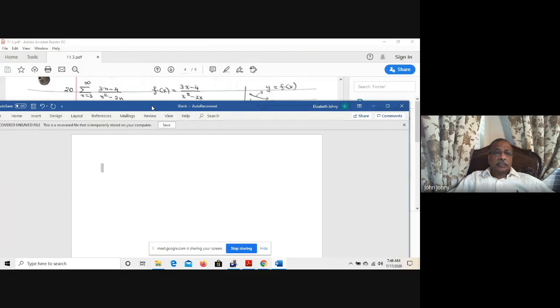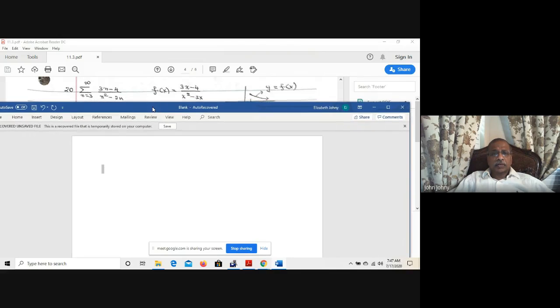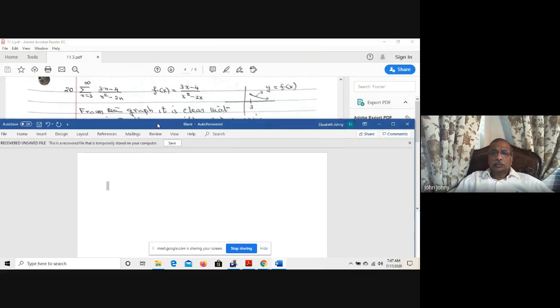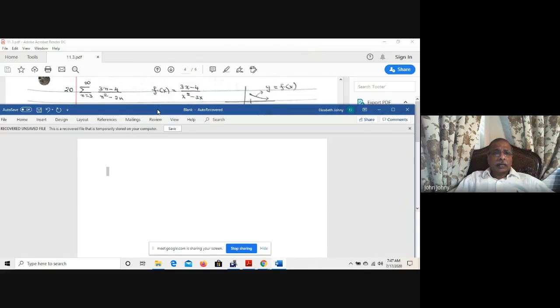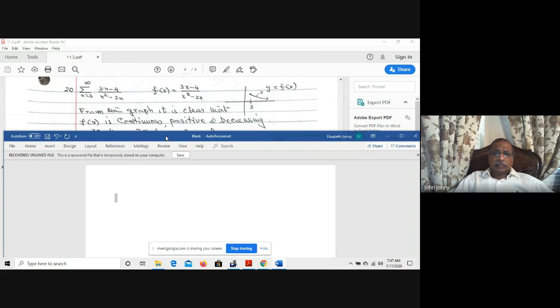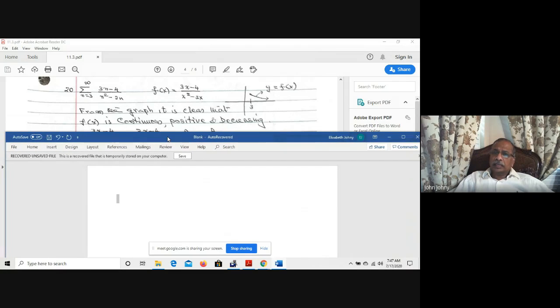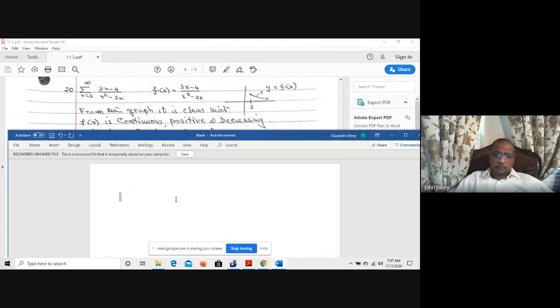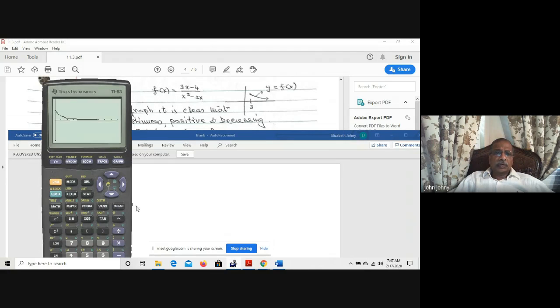Sigma n varies from 3 to infinity, (3n minus 4) divided by (n squared minus 2n). And so f(x) is equal to (3x minus 4) divided by (x squared minus 2x). You draw the graph from 3 to infinity, and then you will see that it is continuous, positive, and decreasing because it is above the x-axis. If you want, I can show you the graph.